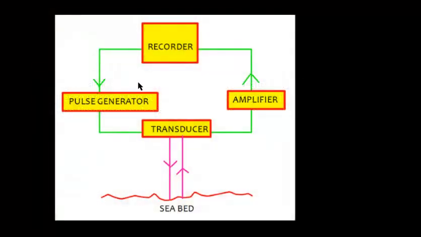So let me explain this working here. So this is a recorder. This is the pulse generator which generates the pulse, and this pulse passes through the transducer. The transducer converts electrical energy into acoustic energy. It goes like this. It strikes the seabed. Internal clock starts. After striking, it comes back here. Then this acoustic energy is converted back to electrical energy, and it passes through the amplifier to increase the strength, and it is recorded on the recorder display unit.